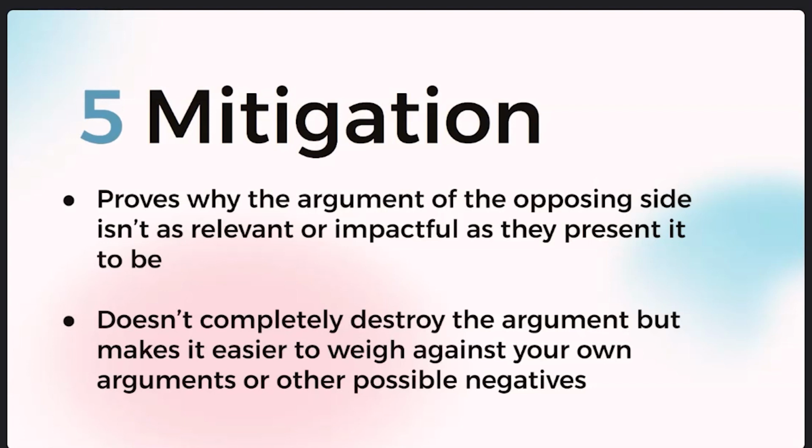Mitigation doesn't completely destroy the argument, but it makes it easier to weigh against your own arguments or other possible negatives. So what you're doing is essentially explaining why the problem that the opposition may be presenting is not this big grand thing that's gonna explode the world and affect all of us. Rather, it's this smaller inconsequential thing we shouldn't really care about. So on to the example.